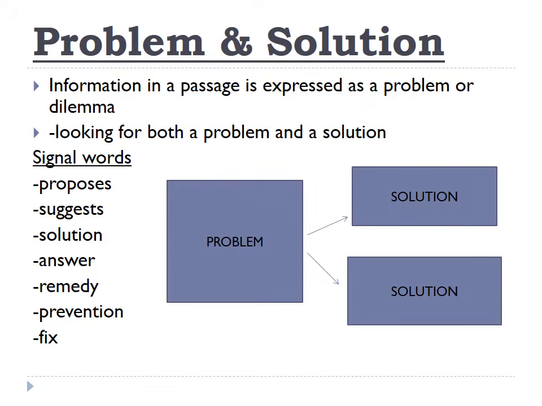The next type is problem and solution. Information in a passage is expressed as a problem or dilemma. You are looking for both a problem and solution for this type of text structure. Signal words that may help indicate it is problem and solution include proposes, suggests, solution, answer, remedy, prevention, and fix. For example, you might have a problem and you might have 2 solutions to help fix that problem.